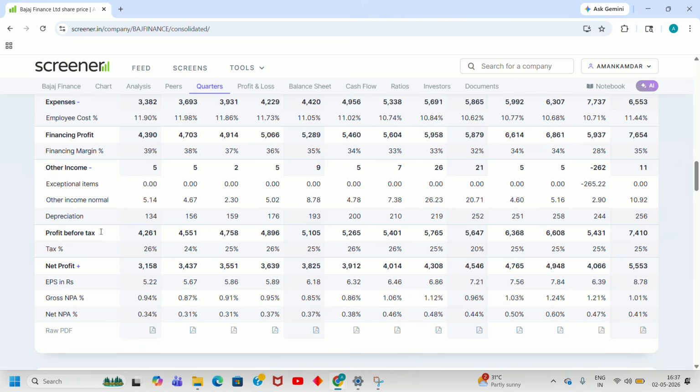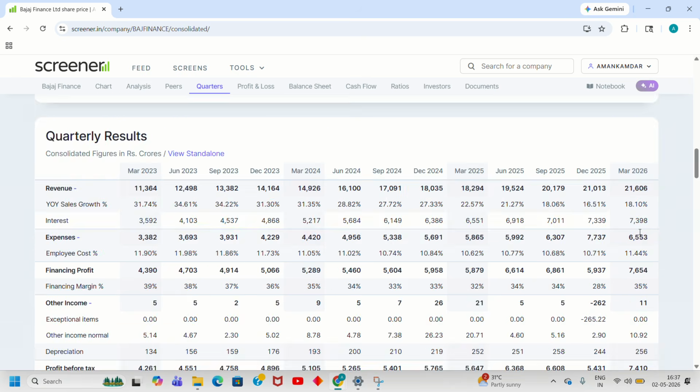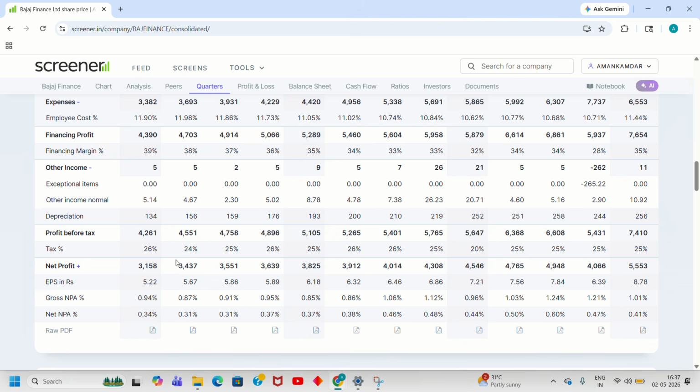Now the profit before tax shows the same increasing trend, just a slight decrease, I guess, in December 2025, but which has been recovered substantially. Same trend we can see from the net profit as well. Now the EPS is around 5.22 in March 23, and then similarly there has been an increasing trend in EPS as well.